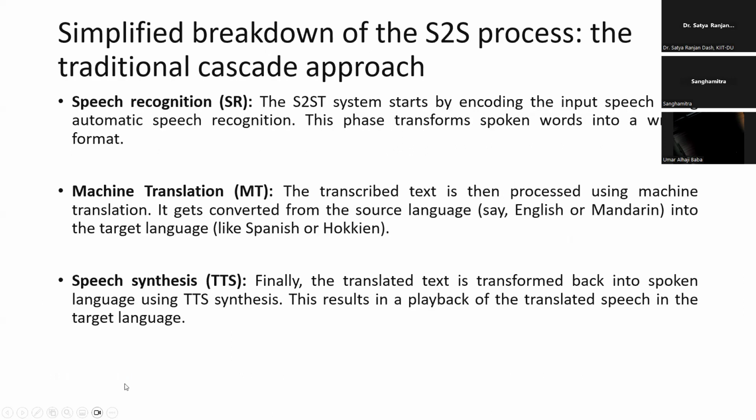Now coming to the two basic approaches of speech-to-speech translation. The first approach is the traditional or the classical approach, which is called the traditional cascade approach. In the cascade approach, basically three main modules are cascaded. The first module is the speech recognition module. The second is the machine translation module. And the third is the speech synthesis module or the text-to-speech module. The first module, that is the ASR module.